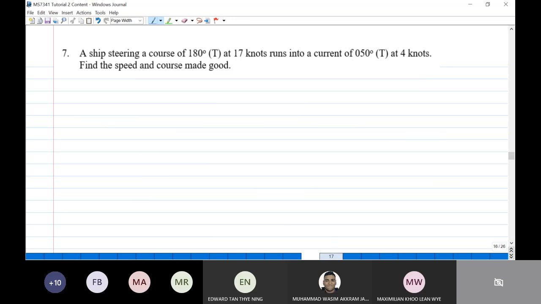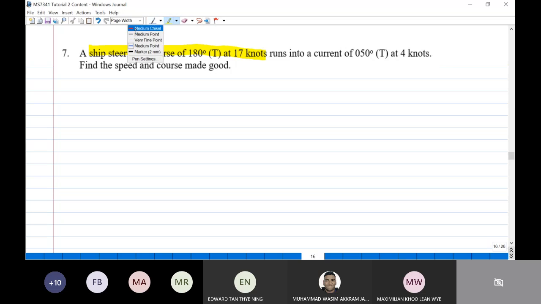Okay, so a ship steering a course of 180 at 17 knots, running a current of 050 and 4 knots. Find the speed and course made good. So let's try to finish the question here. So steering at 180, 17 knots, that is where the ship is going.